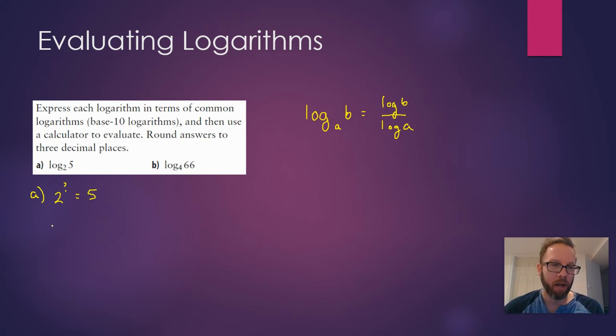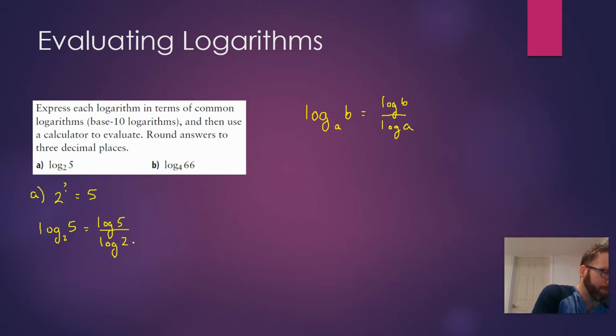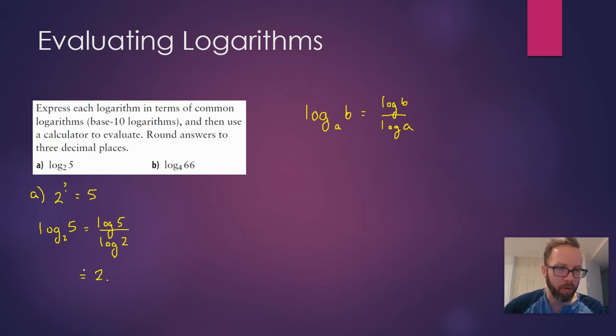So for part A, log base 2 of 5 is equal to log 5 divided by log 2. And your calculator has a logarithm button. And remember, log by itself is assumed that there's a base 10 there. We just don't write the 10. So log 5 divided by log 2 to 3 decimal places is about 2.322.